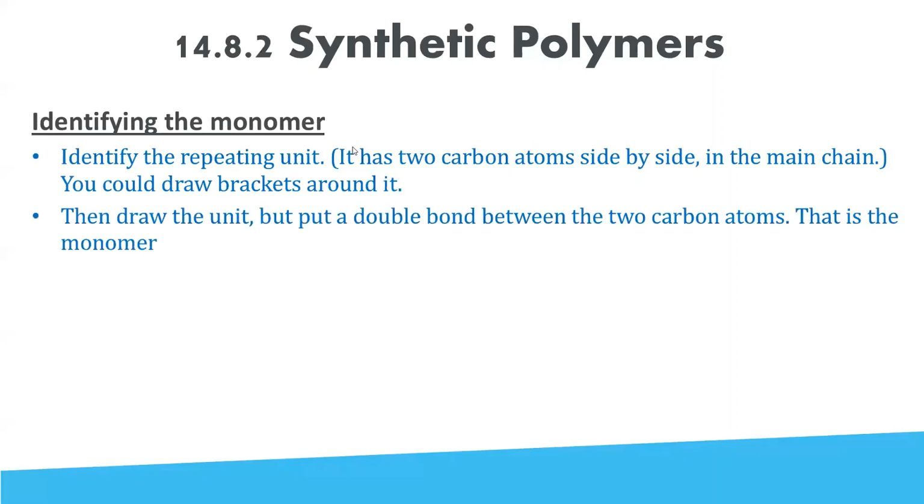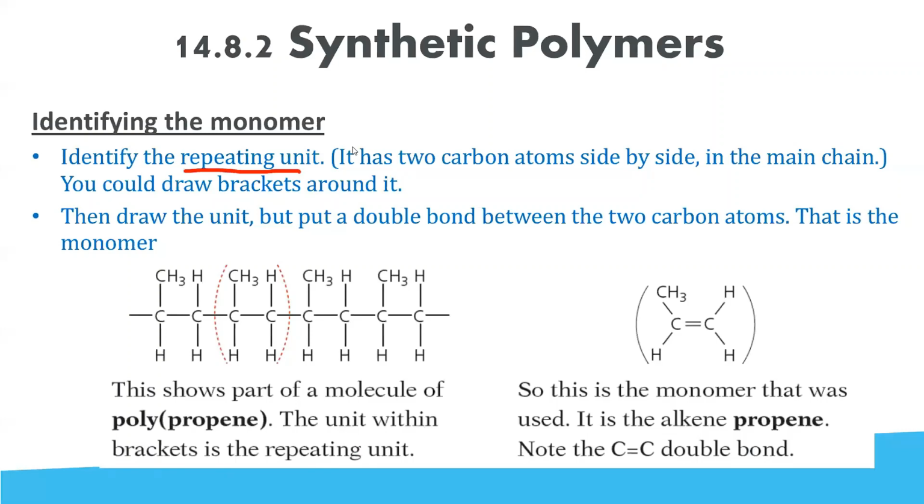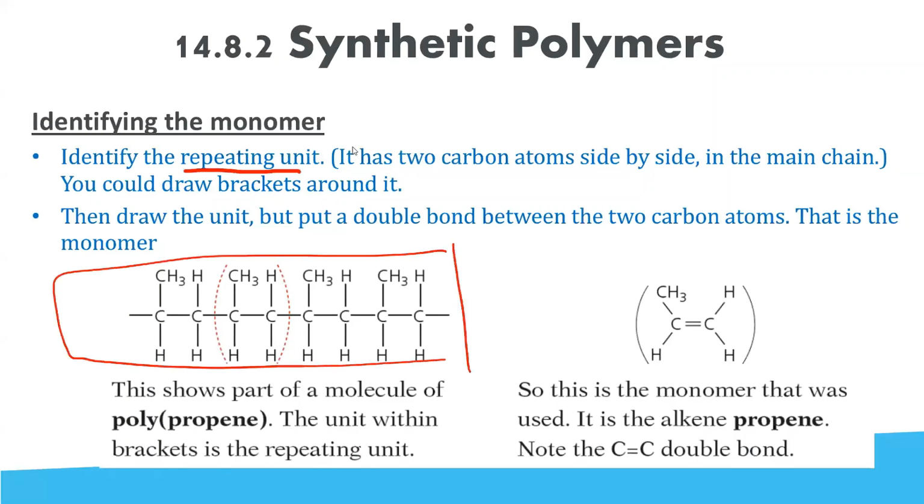So when identifying the monomer, we identify a repeating unit. If it has two carbon atoms side by side in the main chain, you could draw a bracket around it. So that's what we mentioned like this. To identify the repeating units, you have to look at the structure given in the question and see which part is repeated.